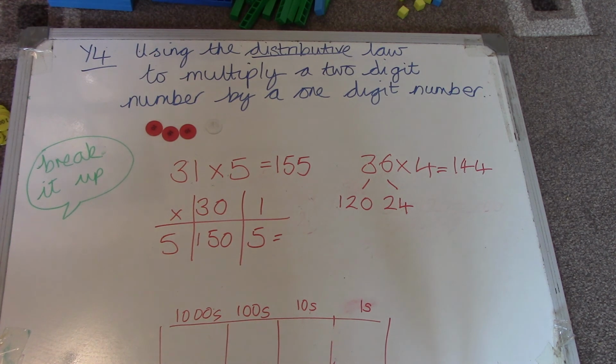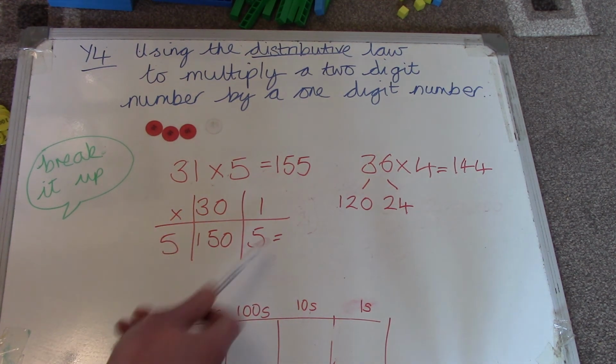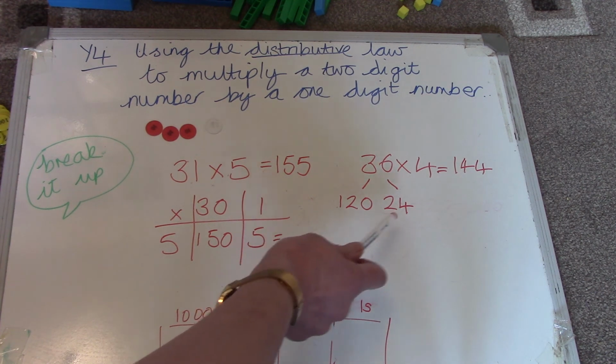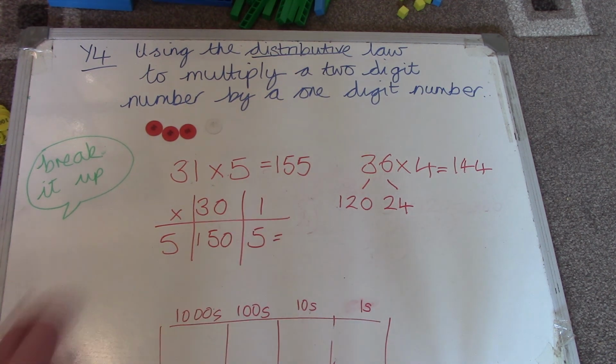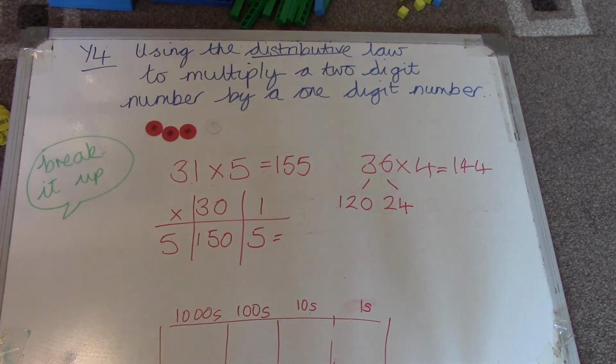So it's an informal method, a way of jotting it down, and you might break it up using a grid, you might break it up using something that looks a bit more like this, but you're just dealing with the larger number. Instead of dealing with it in one jump, you're trying to break it up into tens and ones. That's what today's lesson will be asking you to do.